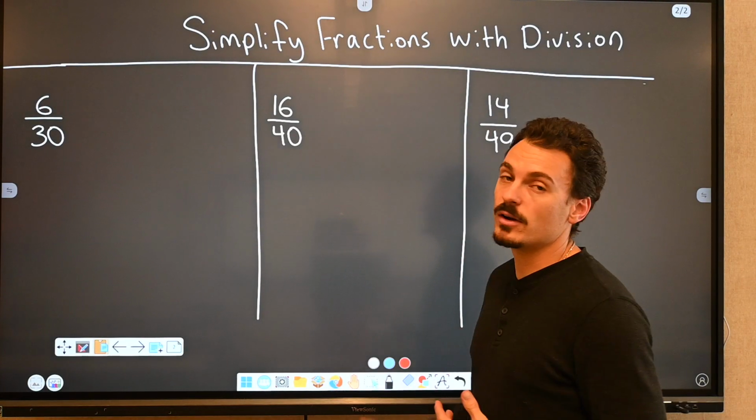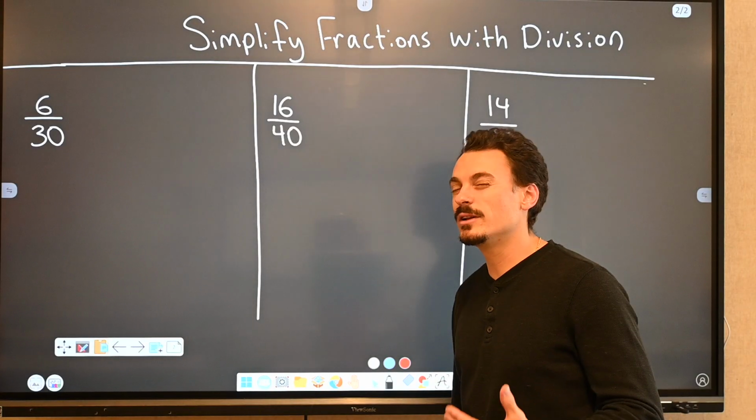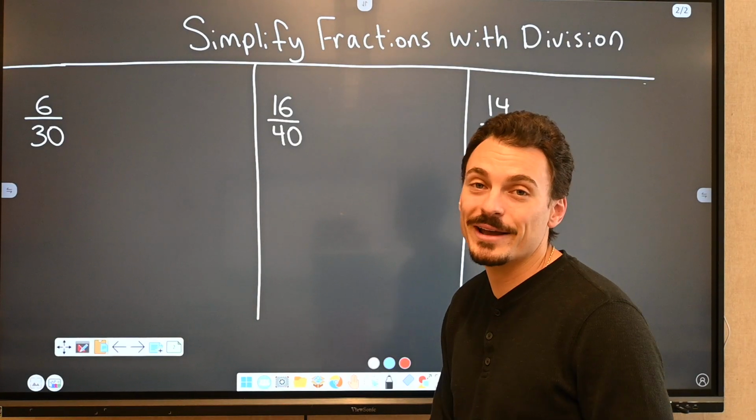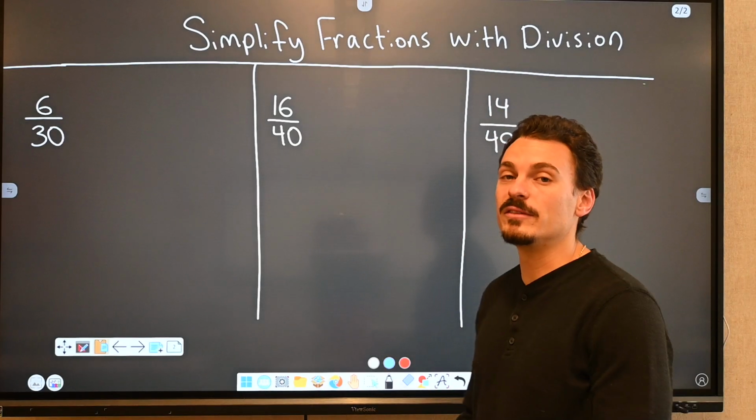I probably will put this on a future foundational skills homework. I should have done it for this one, but it's too late. That's okay. So simplifying fractions, we do that with division.